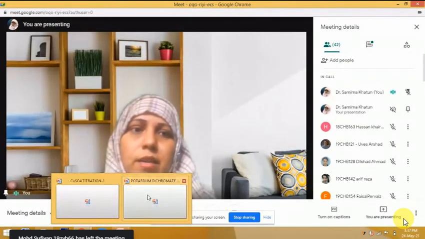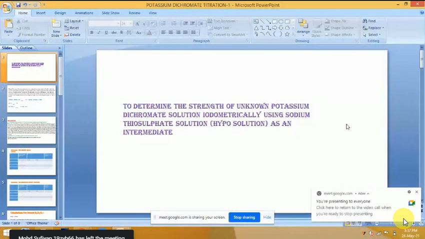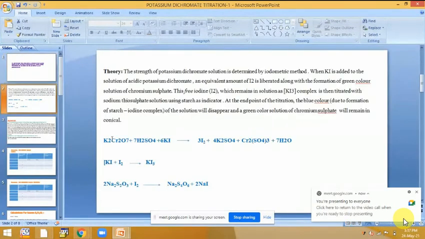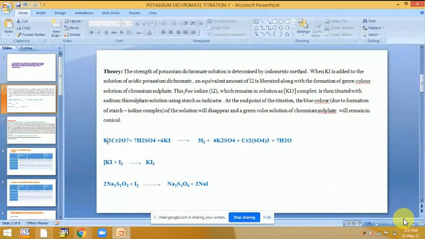Now, similarly, there is a second titration, a similar type of titration to determine the strength of unknown potassium dichromate solution iodometrically using sodium thiosulfate solution. Only instead of copper sulfate, here the solution is potassium dichromate. So in this case, the reaction will be like this: K2Cr2O7, and along with KI, we also add H2SO4 to accelerate the rate of reaction. You have to add concentrated H2SO4 initially.